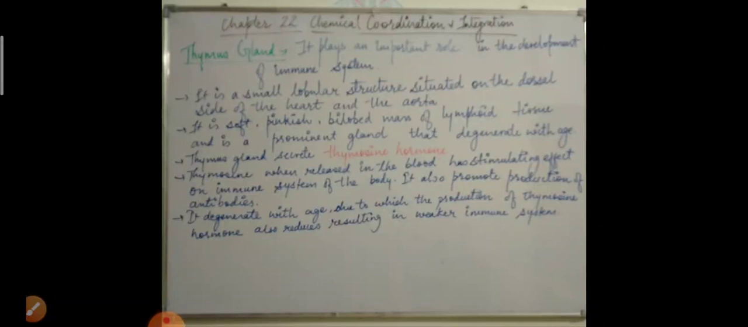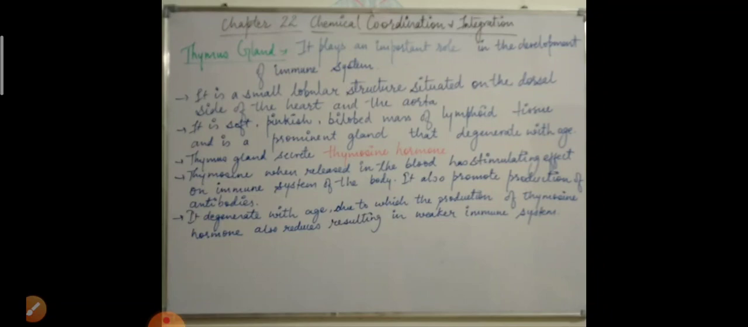When the child is born, the size of the thymus gland is large. But as the child grows with age, turns into an adult or reaches old age, the size of the person's thymus gland decreases. As the size decreases, there is a reduction in the secretion of the hormone, which results in weaker immunity.